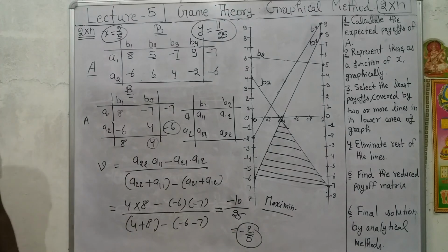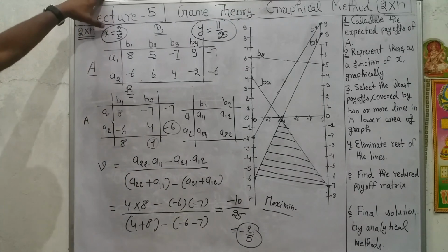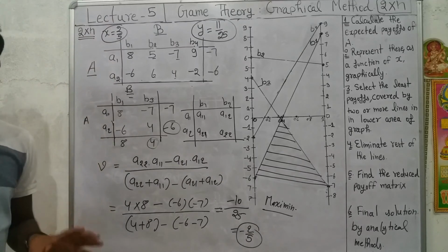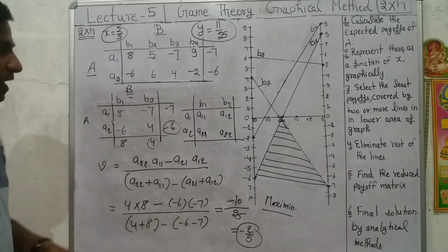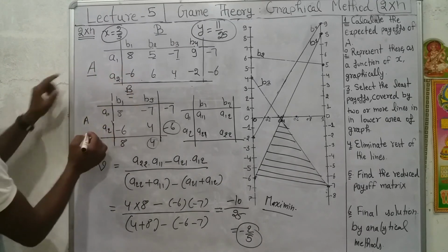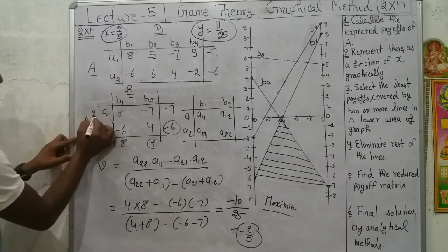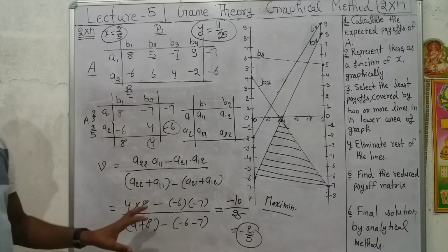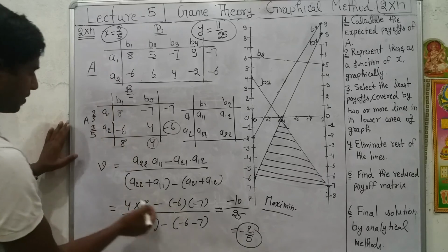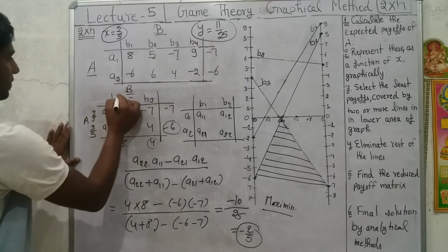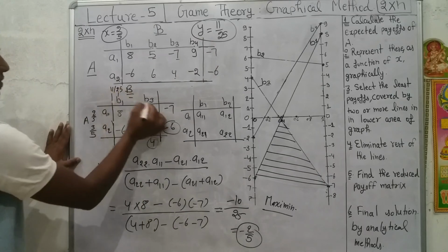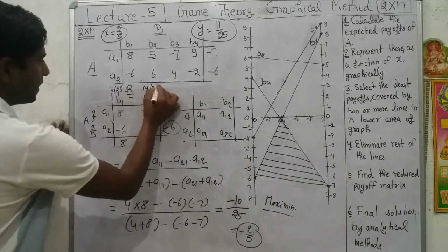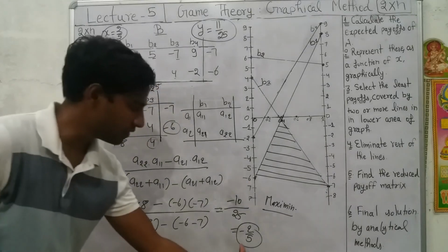So in this way we calculated the value of x, that is probability of A1. So the probability of A2 would be equal to 1 minus x, or 1 minus 2 by 5, that is equal to 3 by 5. So the ratio of applying A1 and A2 would be 2 by 5 ratio 3 by 5. And for B, the optimum ratio of applying B1 and B3 would be, for B1 it is 11 by 25, and for B3 it would be 1 minus 11 by 25, that is 12 by 25. And the value of the game would be equal to minus 2 by 5.